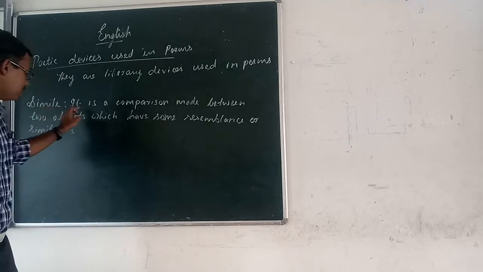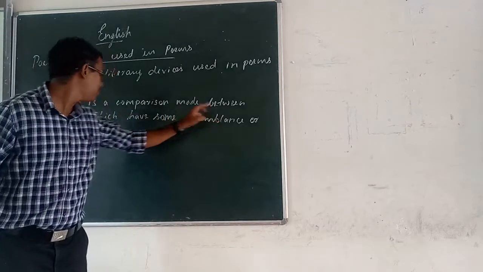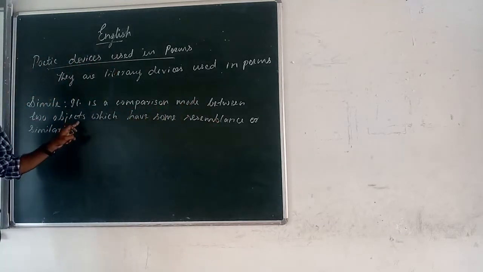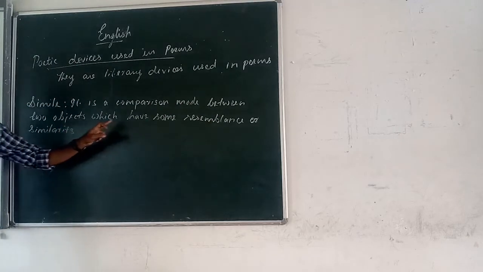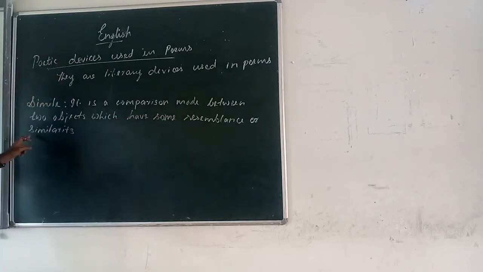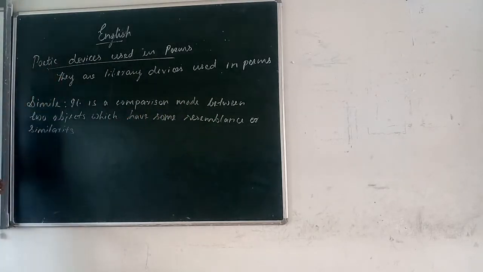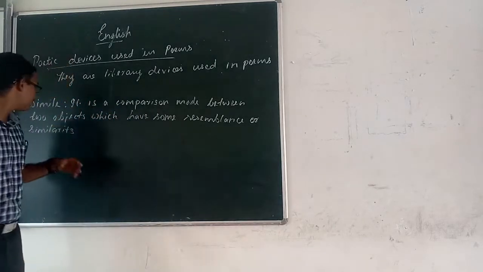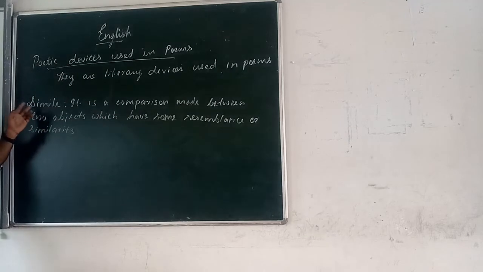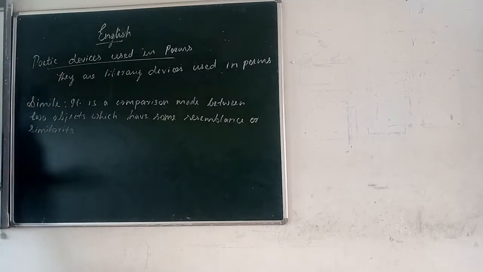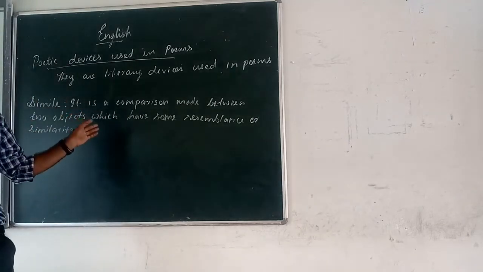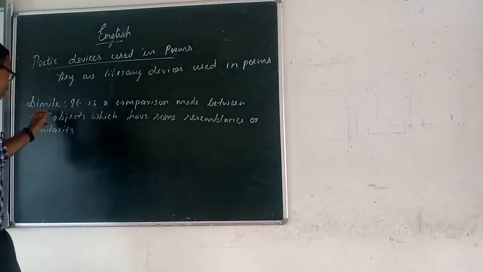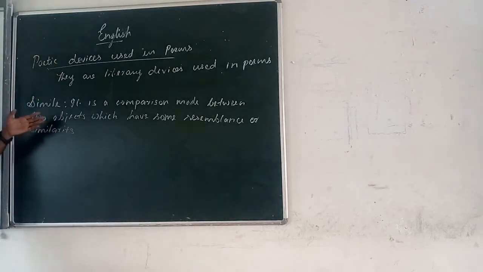Here, simile means it is a comparison made between two different objects which have some resemblance or similarities. We can define simile in another form. It is a comparison made using as or like. That is called as simile. Let us see the example.